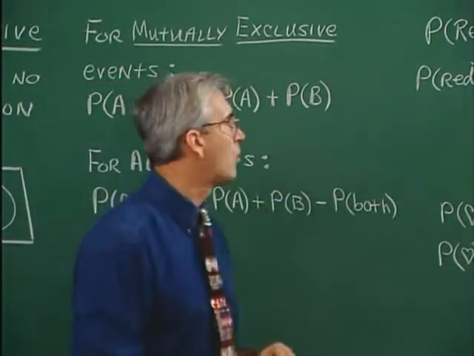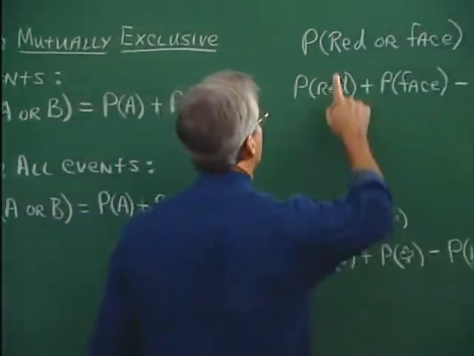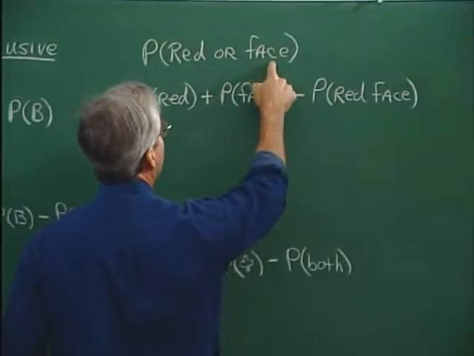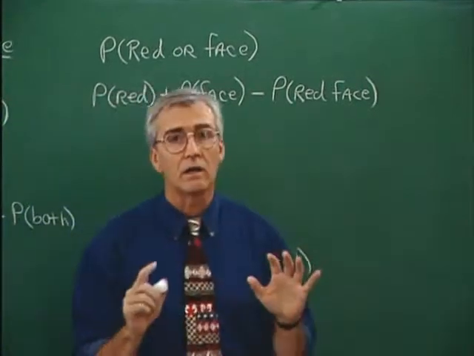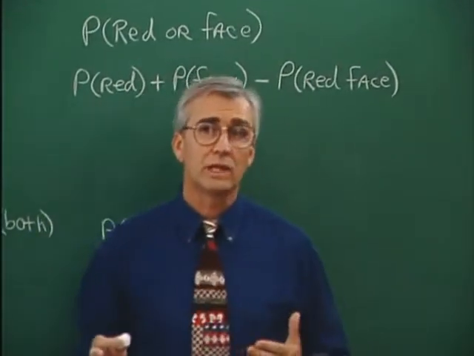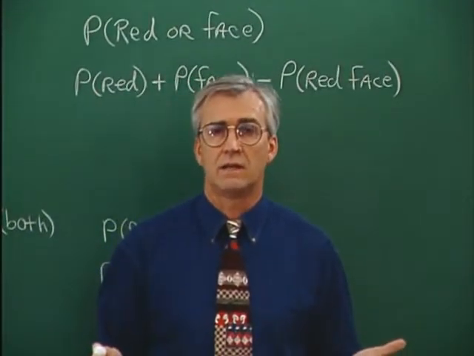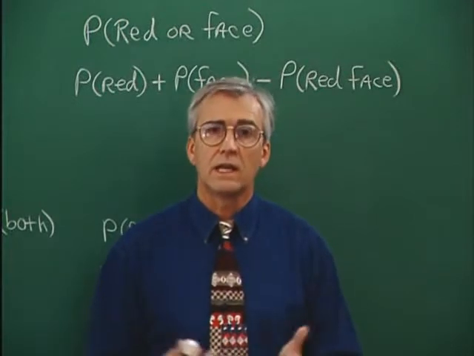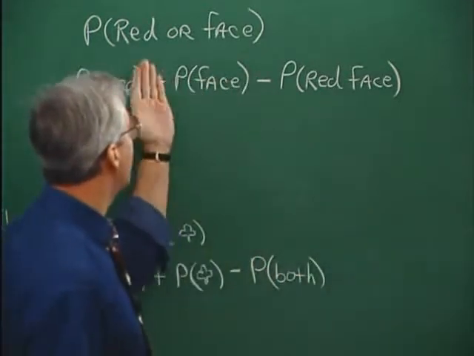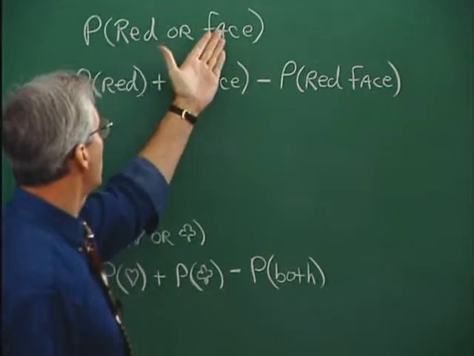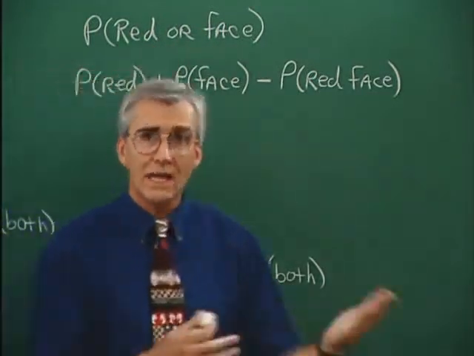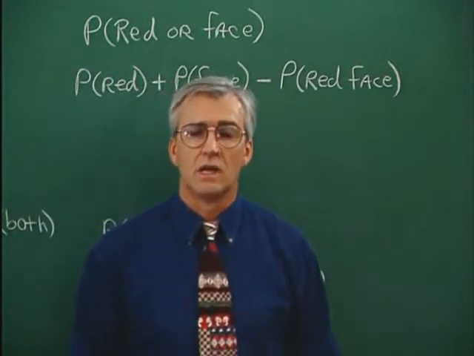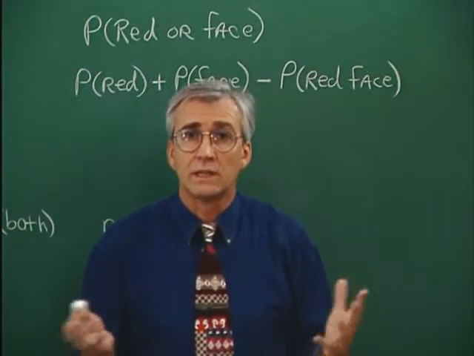Let's look at a couple more examples. The probability of red or face card. Now, we could perform a little analysis right here and think about, do we have mutually exclusive events or not? To be able to tell, is there such a thing as a red face card? That is, can both of these happen at the same time? We have red, we also have face. Yes, there are red face cards. So these are not mutually exclusive events.